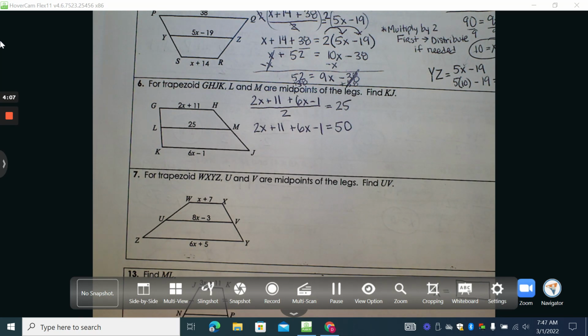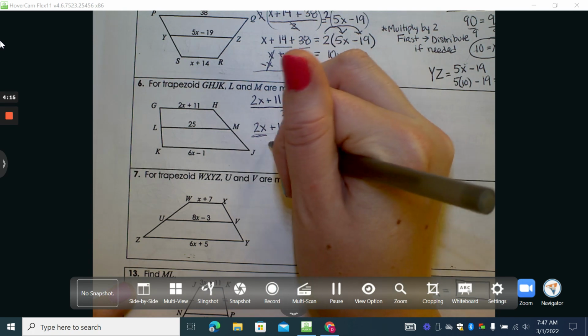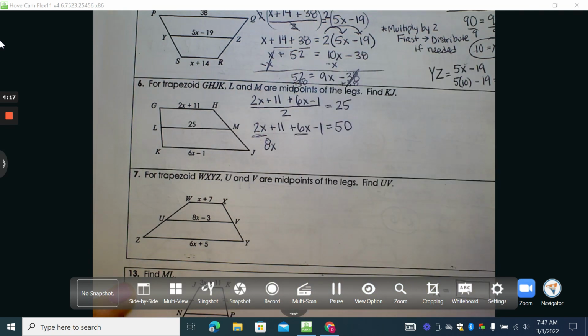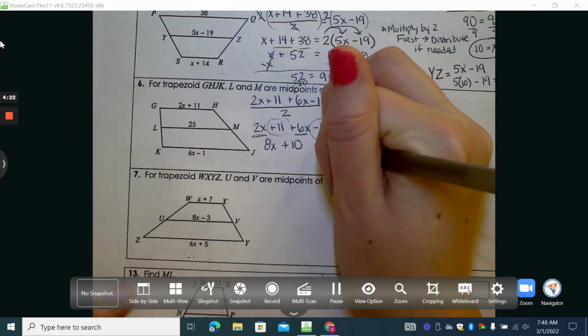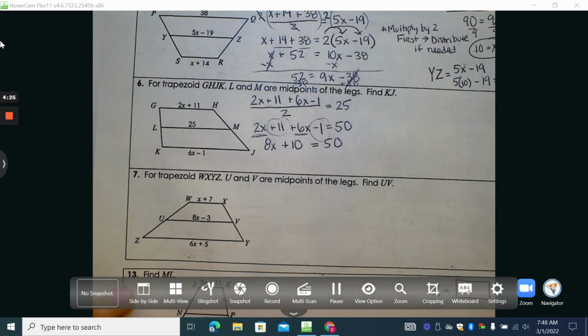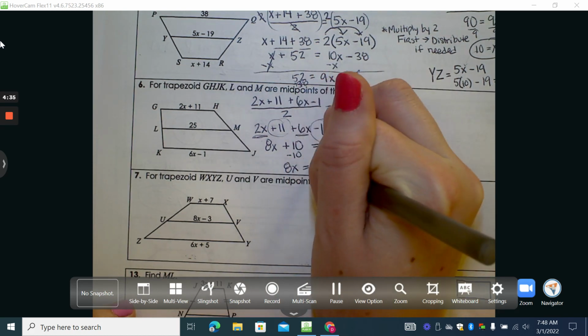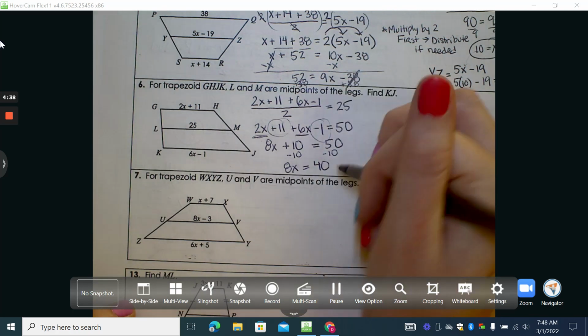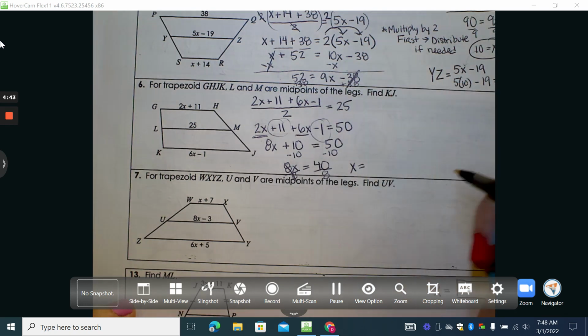So I have 2x plus 11 plus 6x minus 1. And I can start combining like terms. 2x plus 6x equals 8x, and 11 minus 1 is 10. So I have 8x plus 10 equals 50. I'll finish that problem by doing my last 2 steps. I'll subtract 10 from both sides, and I get 8x equals 40. When I divide by 8 on both sides, I get x equals 5.